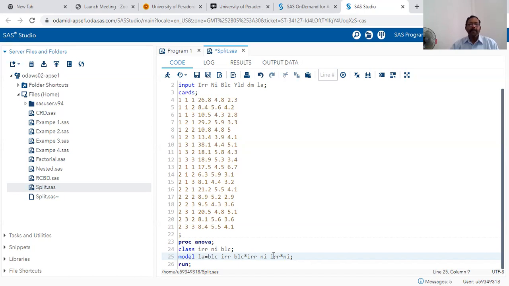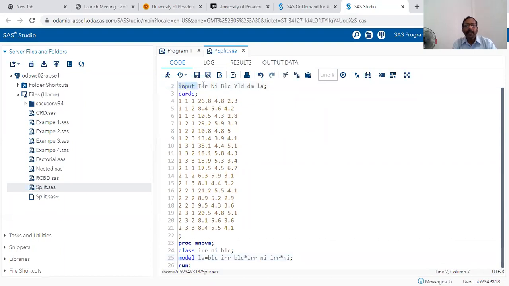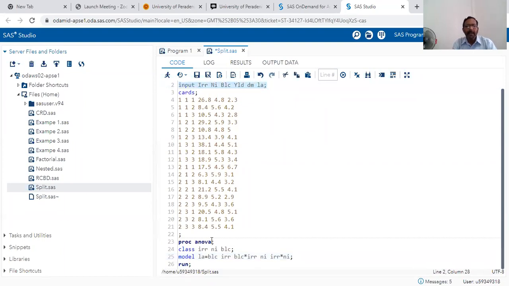And the other thing, sometimes you see, I have here all the data. How many data do I have? About the irrigation, about the nitrogen, about the block, about the yield, about the dry matter, about the leaf area. Now, after putting the input, with so many variables, we don't need to include all the variables here. So now you see, I can keep the other variables as they are. I am simply running this program with only leaf area, LA, you see. Now I am going to run.